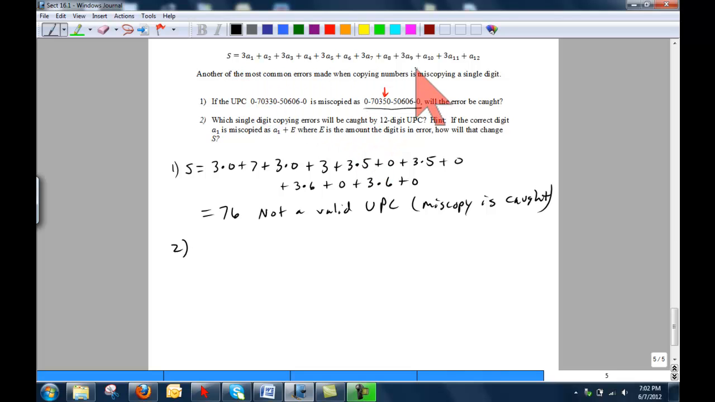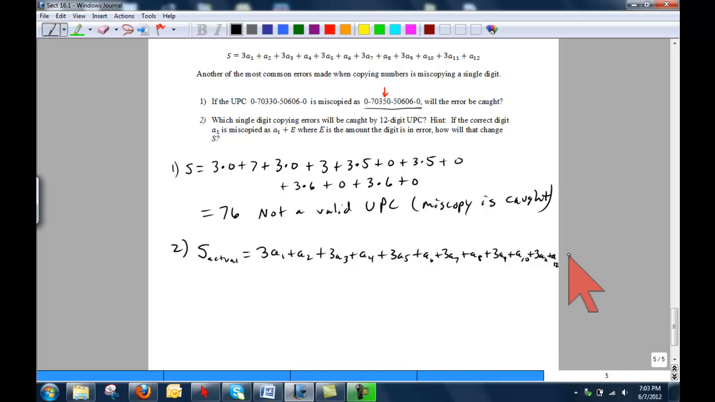Here's what S looks like. And so S, I'll say S actual, has the form, just recopying what's there, 3A1 plus A2 plus 3A3 plus A4, 3A5, A6, 3A7, A8, 3A9, A10, 3A11, A12.